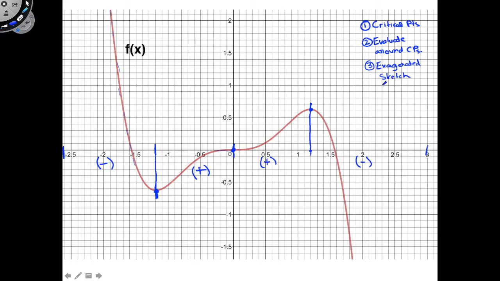And again, it's important that we exaggerate exactly how negative or how positive. We exaggerate our sketch to make sure we indicate how positive or how negative the slope is. Okay, so now let's sketch this thing.